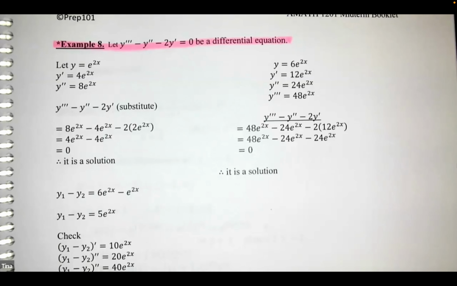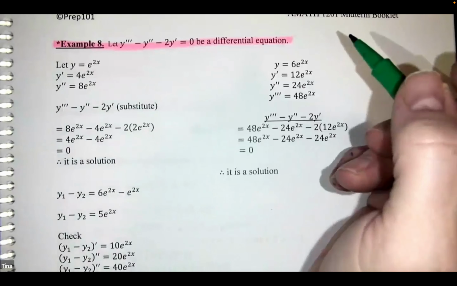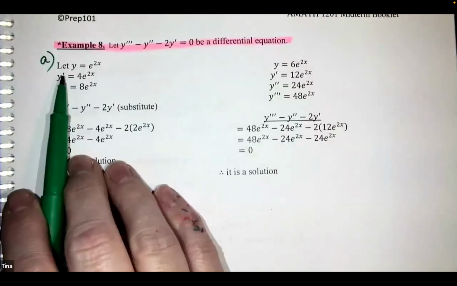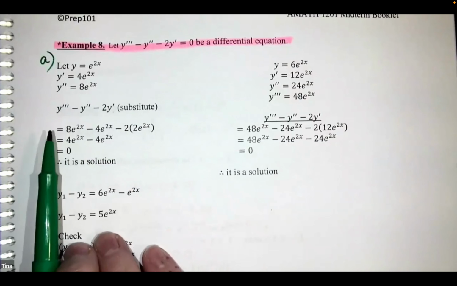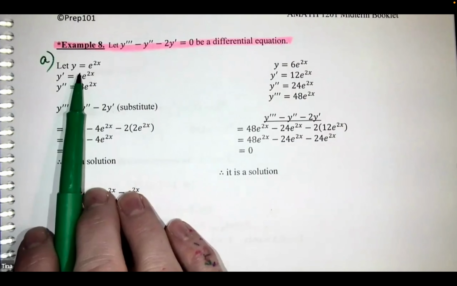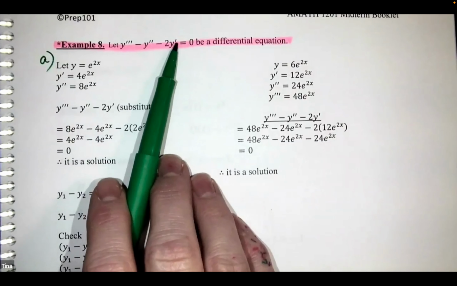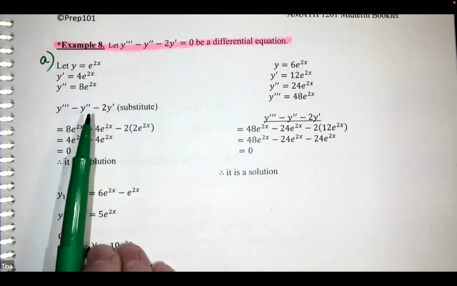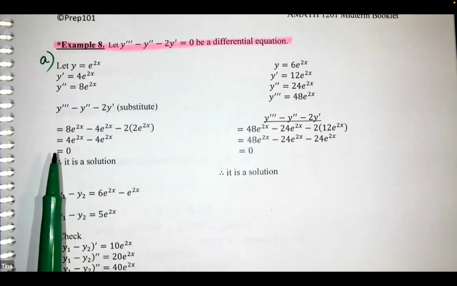So third derivative minus second derivative minus 2 times first derivative is 0. That's a differential equation. And the question asked about, which of the following are solutions? And it turns out the answer was all of them. And so if we have the answer, let's say in part A, the answer was y equals e to the 2x. Well, to check if this is a solution, I could do the derivative, then the second derivative, and the third derivative, and put them in there and see what I get.